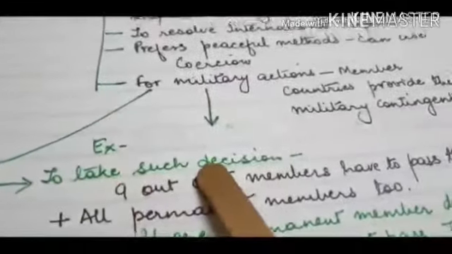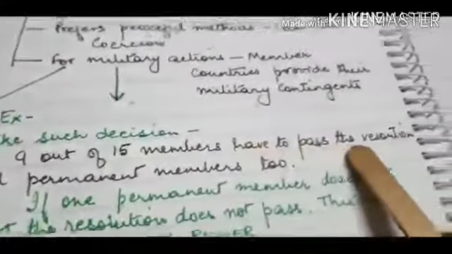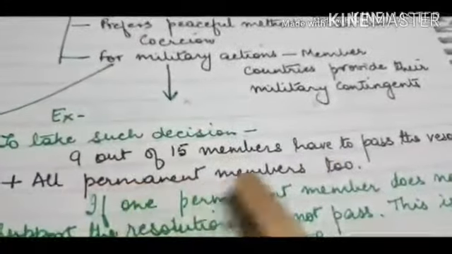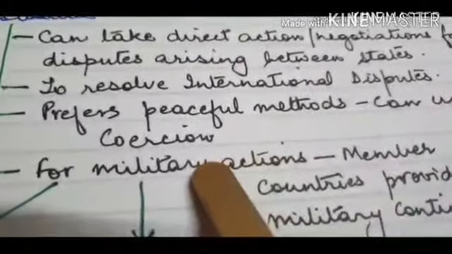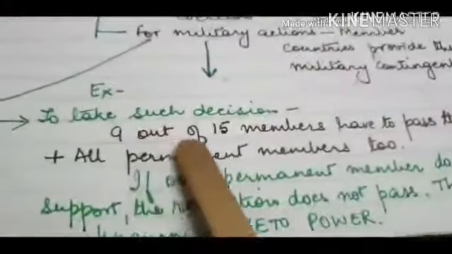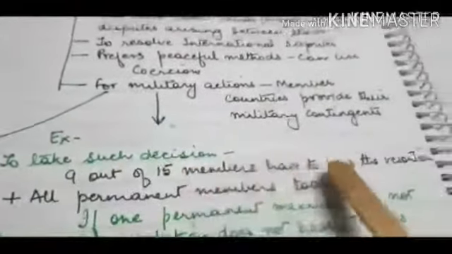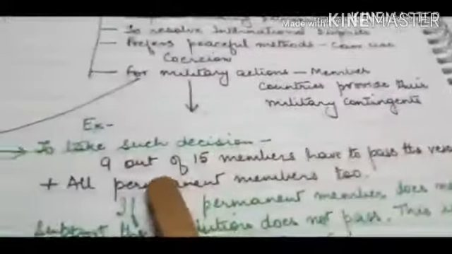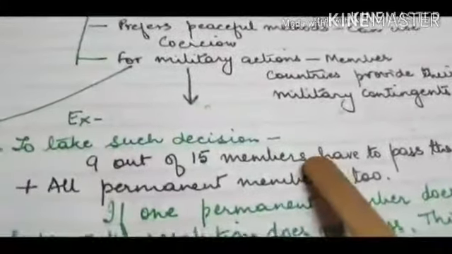To take such decisions, 9 out of 15 members have to pass the resolution, plus all permanent members too. So, to send the military contingents or to agree to go for a coercive action, 9 out of 15 members, remember there are 15 members in total in the Security Council. So, 9 out of these 15 members have to pass the resolution, and in these 15 members all permanent members too have to be included.